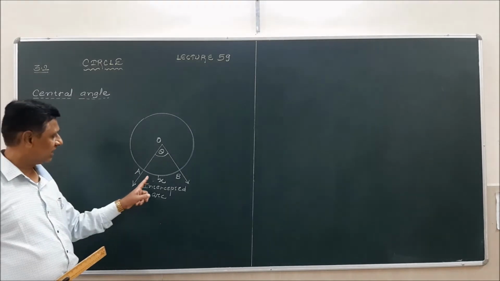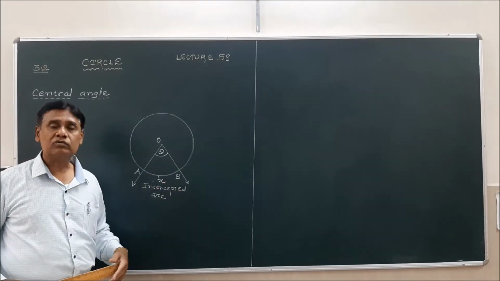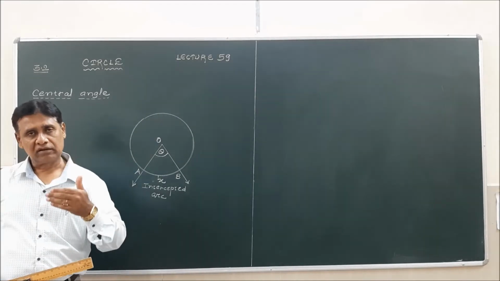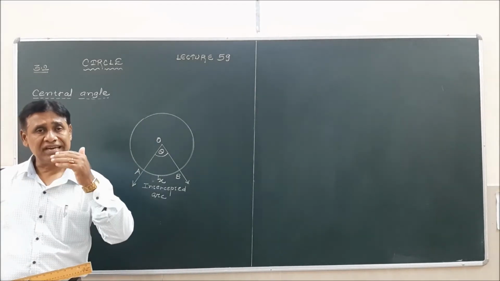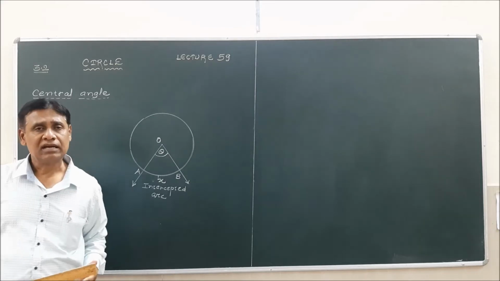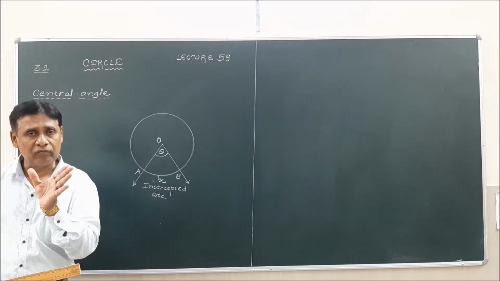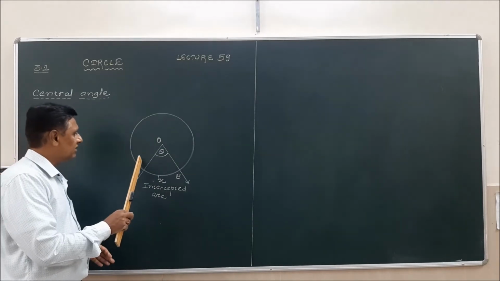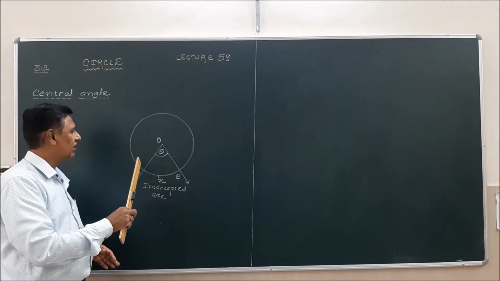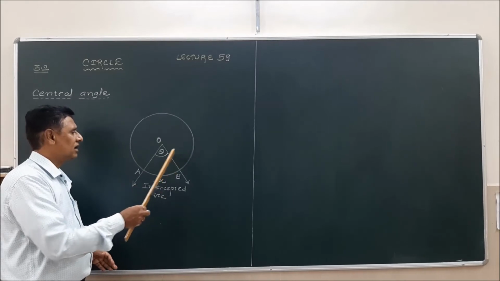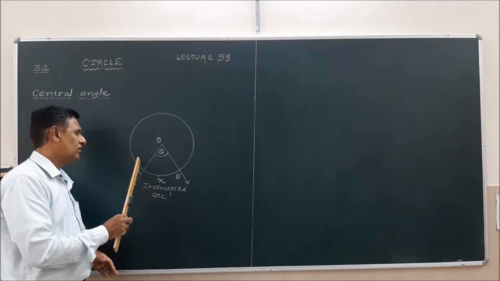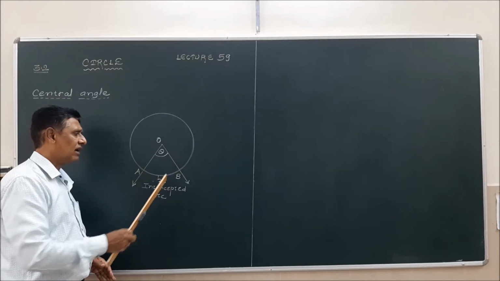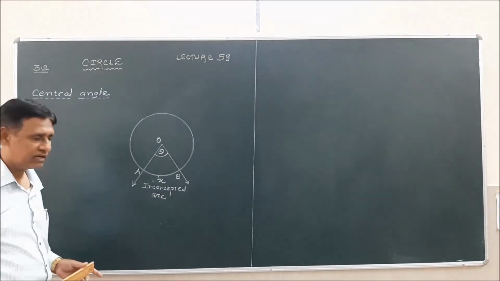And the measure of a central angle is always equal to the intercepted arc. Intercepted arc is always the arc which is cut from the front side. This total arc is divided into two parts, this arc as well as this arc. Of course, this is also called an intercepted arc, as well as the arc AXB is also called an intercepted arc.